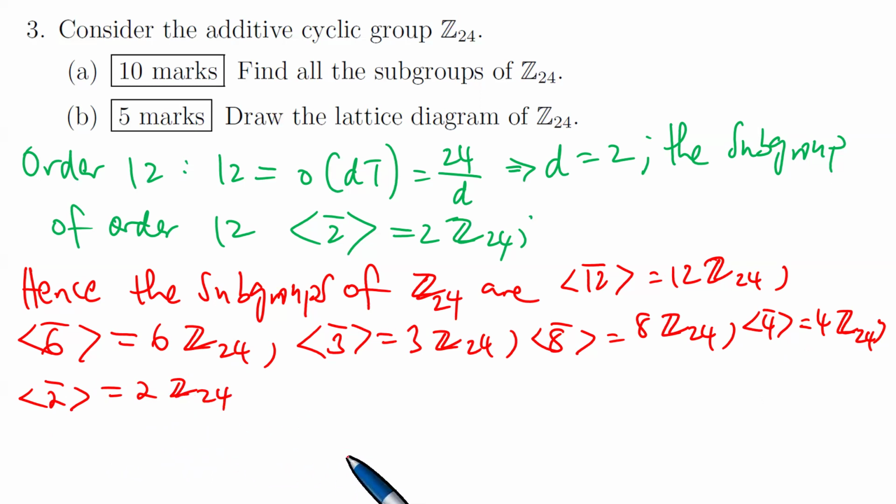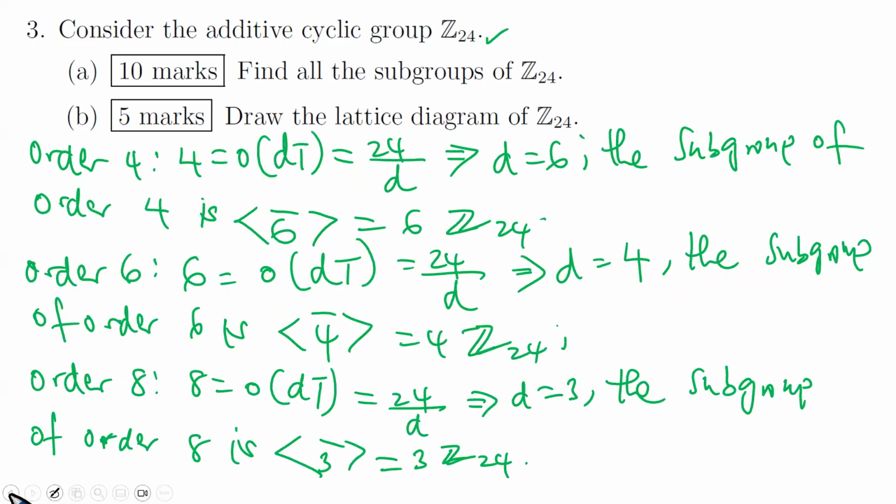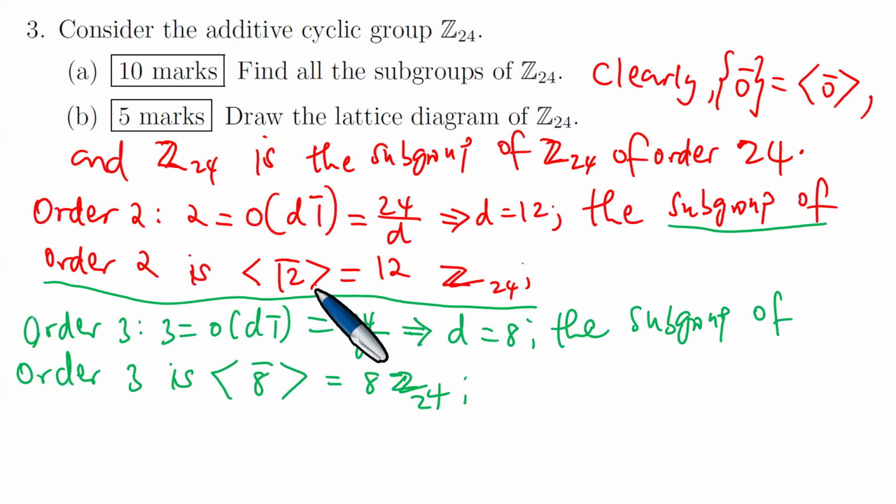How many did we list so far? We have 1, 2, 3, 4, 5, 6. Then we need 2 more. And the two more are the ones we stated in the beginning. What are they? Clearly this one, the trivial one, and also Z24 is a subgroup of order 24. So in other words, we would have Z24, and it is the subgroup of order 24.